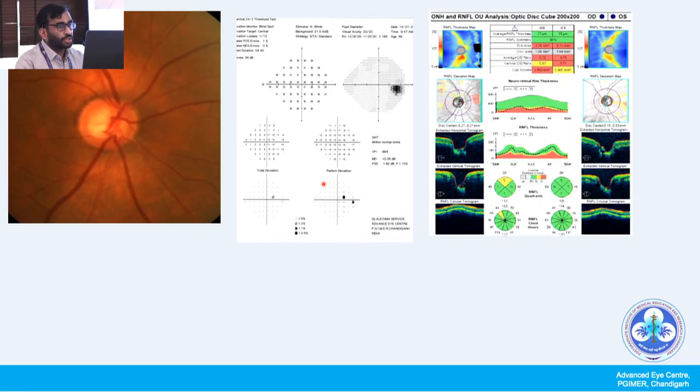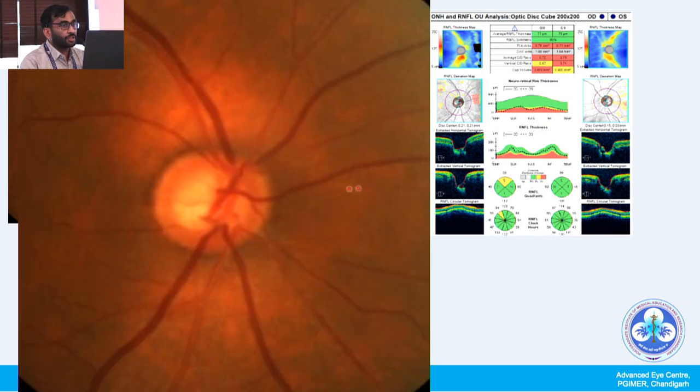And look at the OCT in the right eye, the quadrant map shows some yellow signal. If you look carefully at the disc, the superior margin has lost its normal sharpness, which the OCT picks up and labels as early glaucoma.